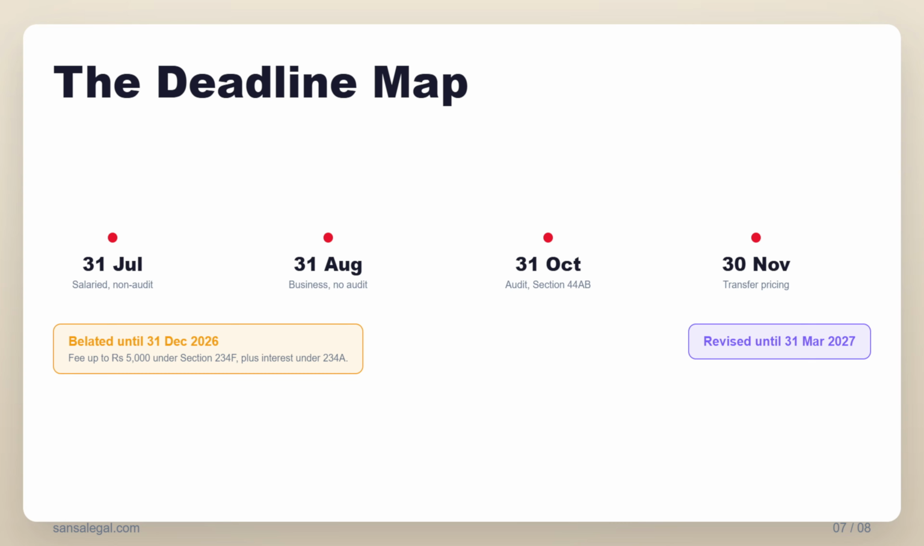Miss your date, and a belated return is allowed until December 31, 2026, but with a late fee of up to 5,000 rupees under Section 234F, plus interest under Section 234A. A revised return can be filed until March 31, 2027.